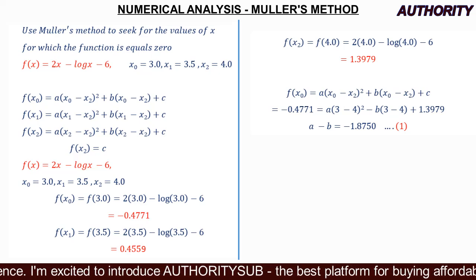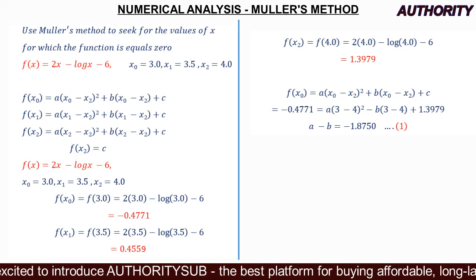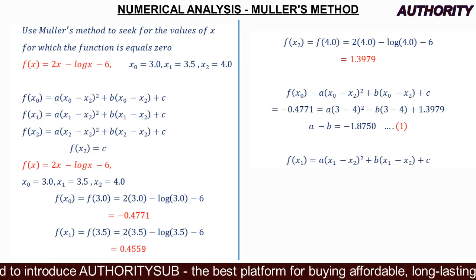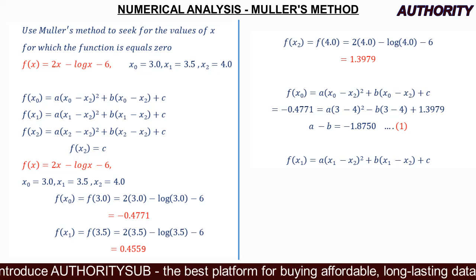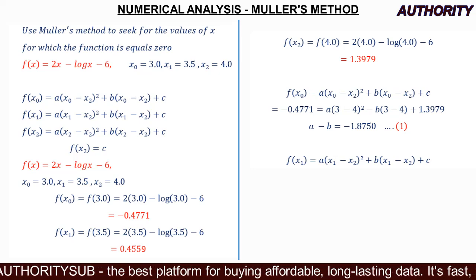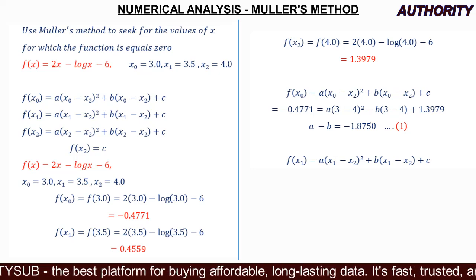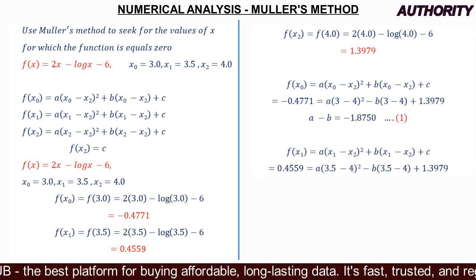Now let's go again to f of x1. In this case, we have f of x1 is equal to a open bracket x1 minus x2 close bracket squared plus b x1 minus x2 close the bracket plus c. Let's put in what we have.